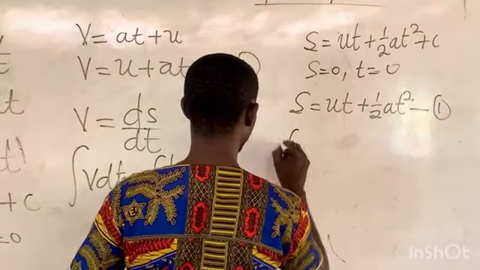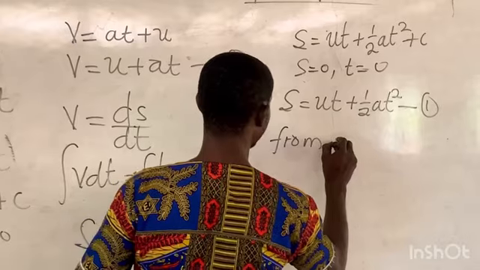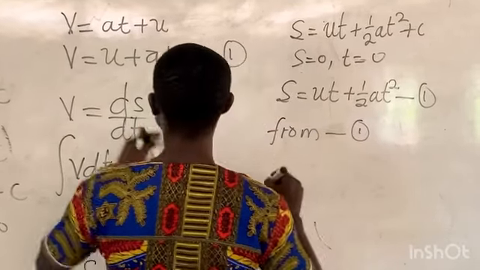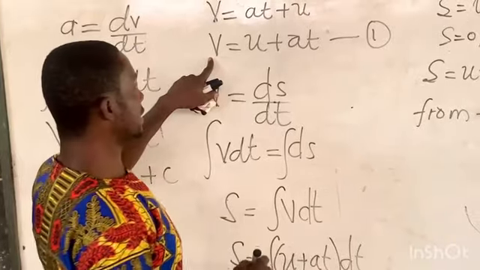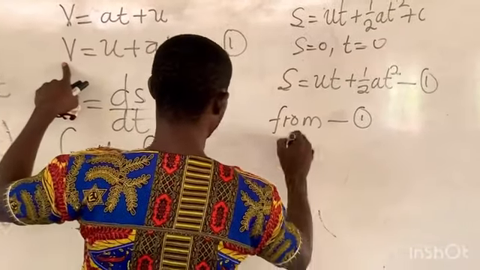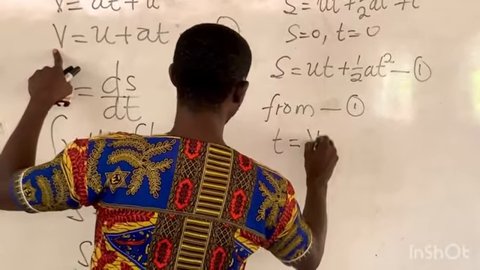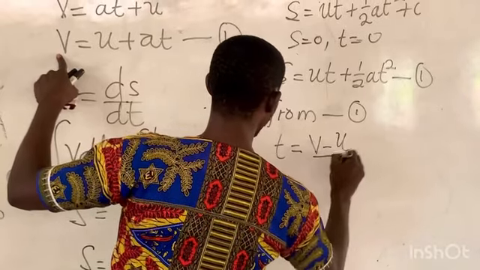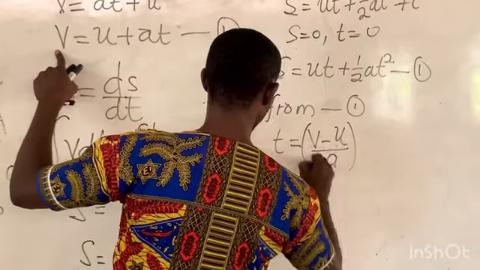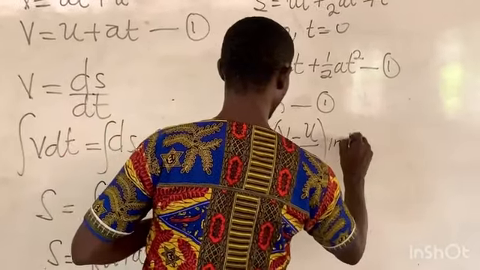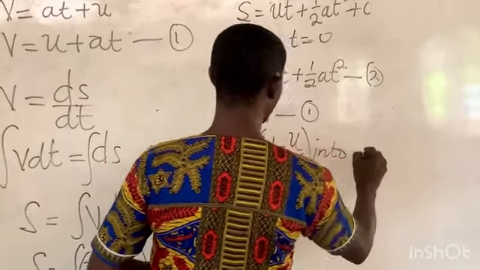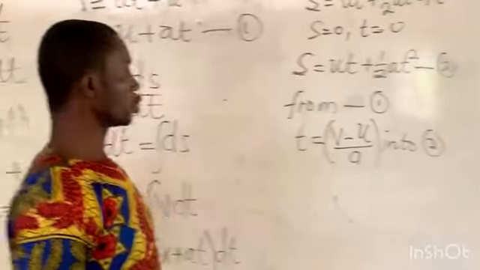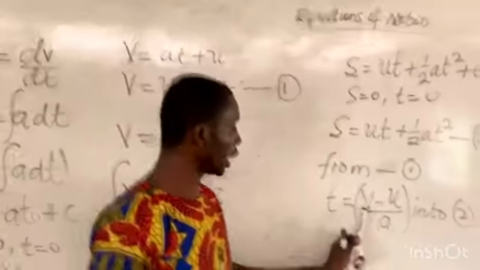So, from equation 1, we can make t the subject. In this case, t is equal to (v minus u) over a. I'm substituting t is equal to (v minus u) over a into equation 2.